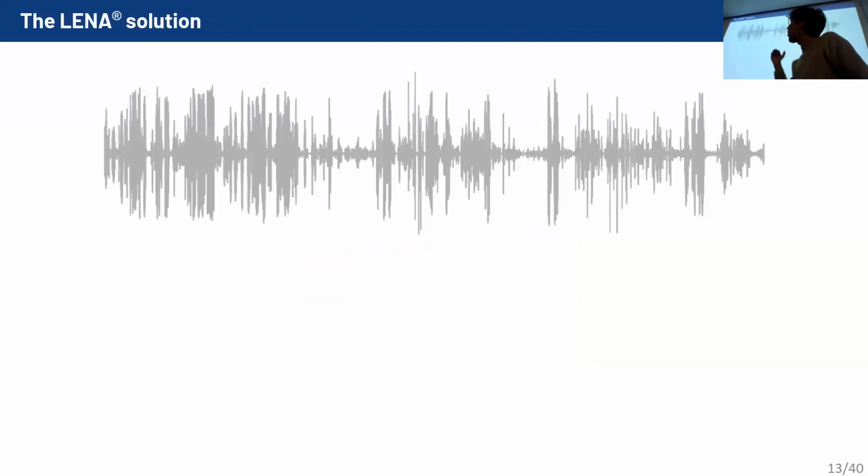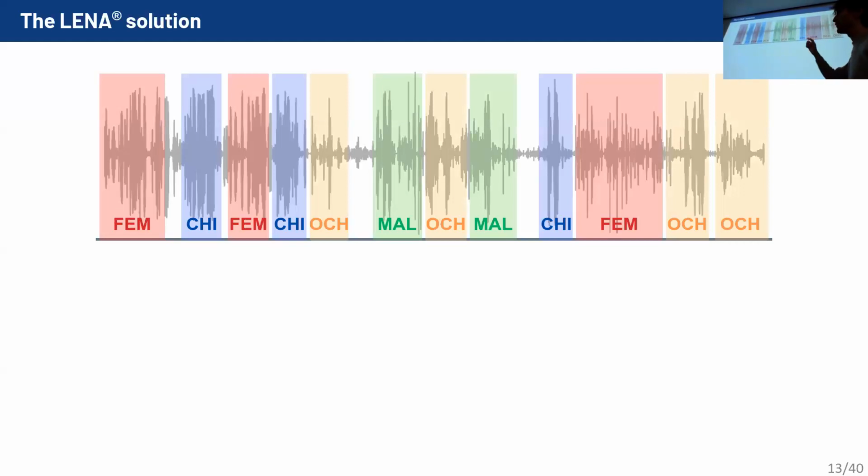So I'm going to go back to the LENA Foundation, which designed the recorder. They also came up with a speech processing pipeline to automatically extract information from these day-long recordings. The first step of their algorithm involves segmenting the audio into broad speaker categories: female adult speech, key child for the child wearing the recording device, other children for any other child in the environment, and male adult speech.